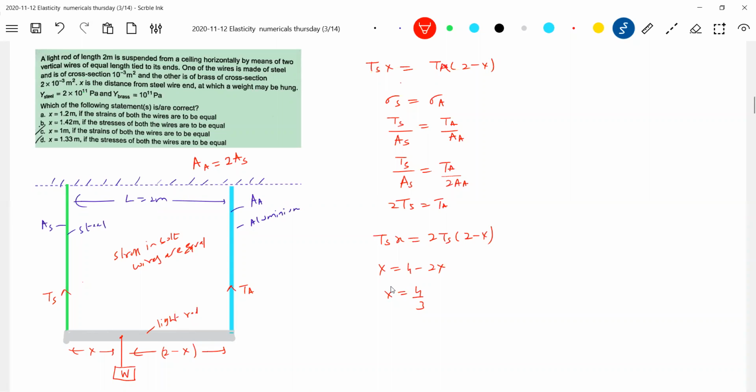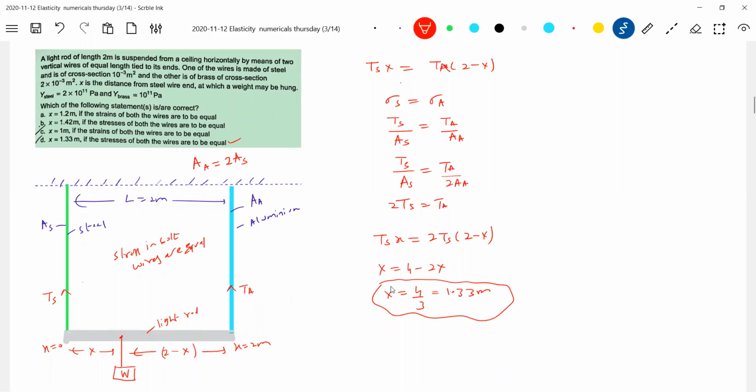So where should it be? 1.33 meters. So you should hang it at a distance of 1.33 meters. Of course, I made the diagram a little bit near to the steel wire. The weight should be hung near to the aluminum rod. Able to understand? x equal to 4 by 3. This is the thing. Okay, this option is correct.